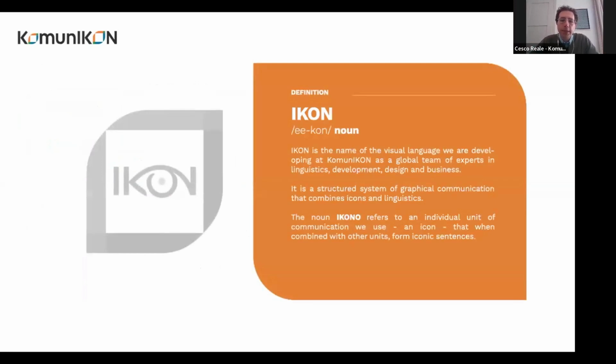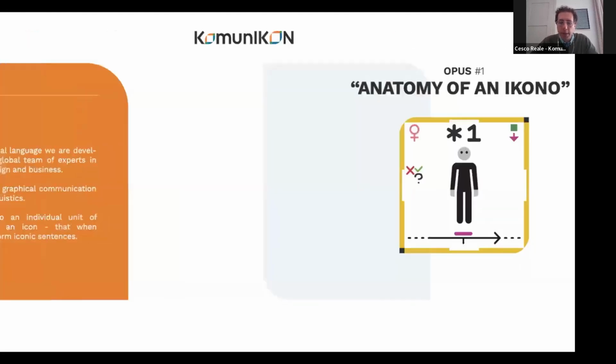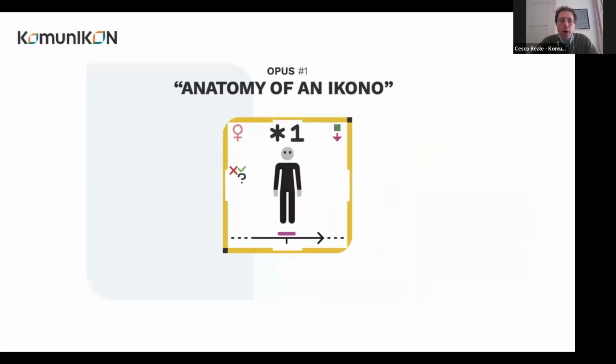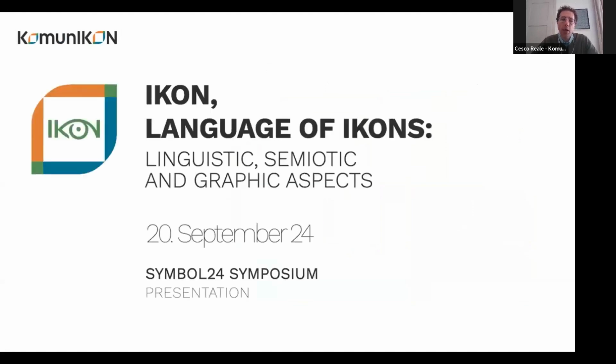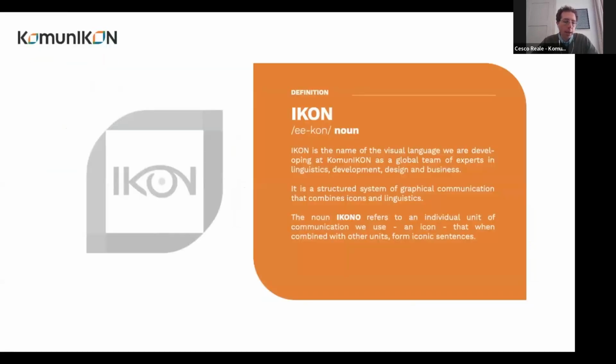So IKON is the name of our visual language. And then we use the word ikono to refer to an individual icon of IKON, of our language. The root comes from Esperanto. I will briefly introduce the project. We are legally based in Switzerland, and we are an association of over 40 people collaborating in different teams: linguists, graphic designers, IT specialists, communication, strategy, and legal.